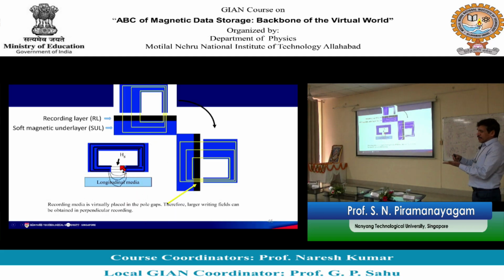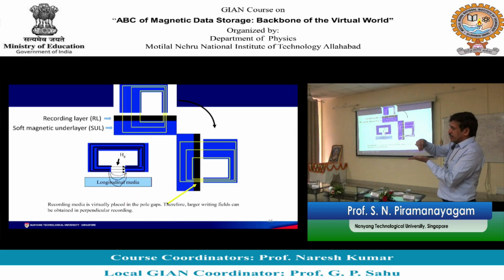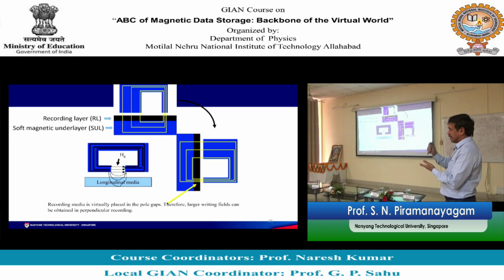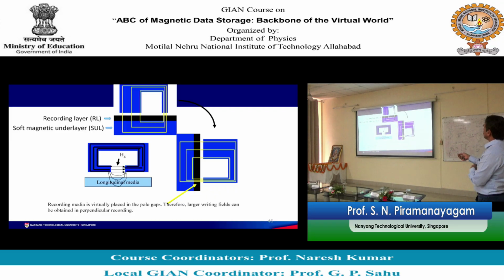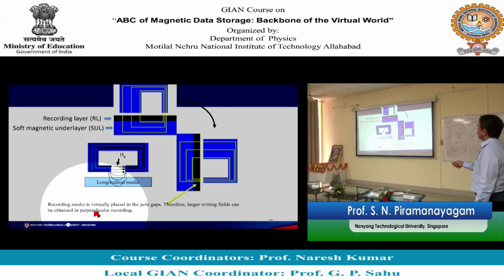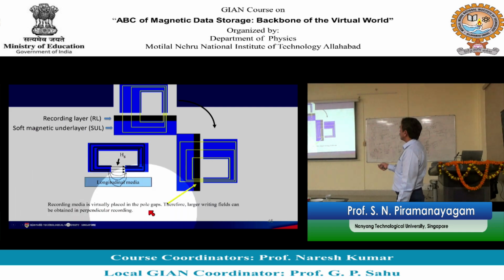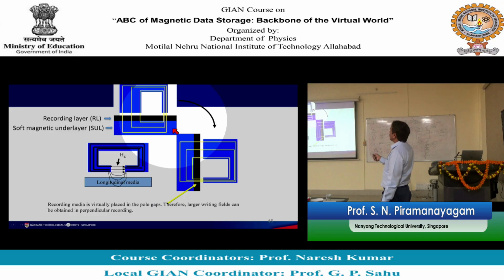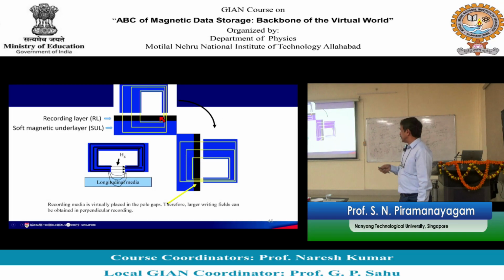But when we do recording, actually the disk is like this, and the head is flying over. We are not keeping the disk in between the two poles, it is not possible. The head is so small, we are not doing that physically, but we are virtually placing the recording layer in the pole gap, because this is one pole, and the other pole is here. So, this is the gap field, and we are using this gap field to write information.